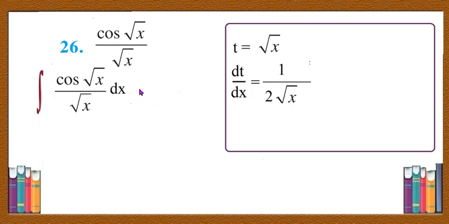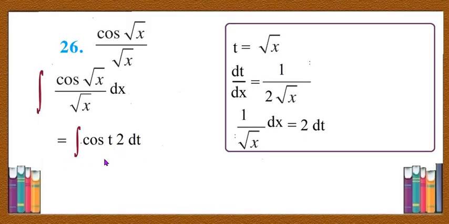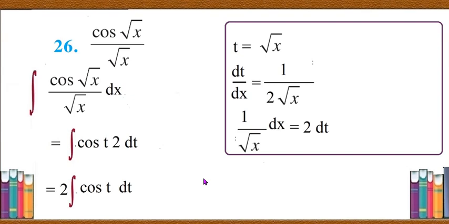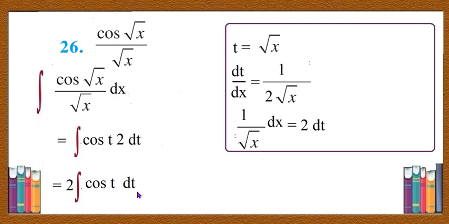And the problem will reduce like this, that is integration of cos t, since root x is t, and dx by root x is 2 dt, and 2 is constant, you can take outside the integral. Integration of cos t dt, because derivative of sin t is equal to cos t, integration of cos t is sin t, that is 2 sin t plus c, and t is root x, therefore the answer is 2 sin root x plus c.